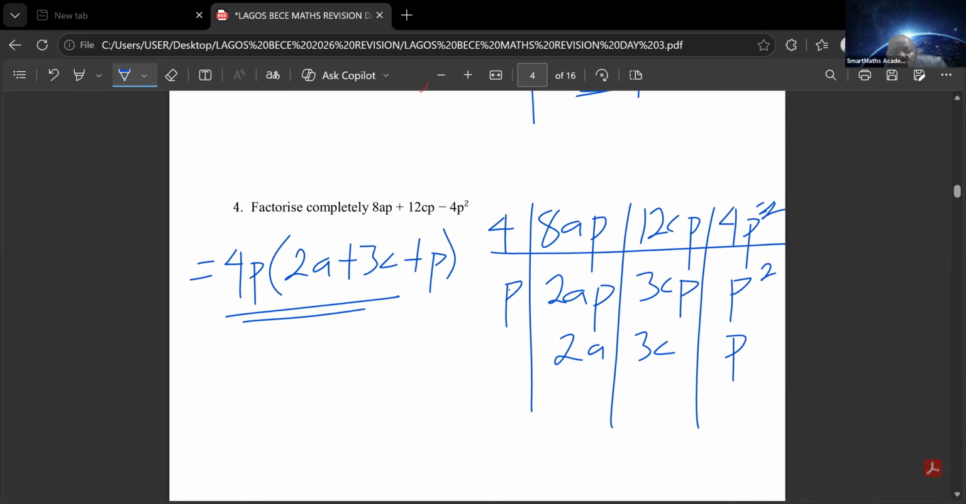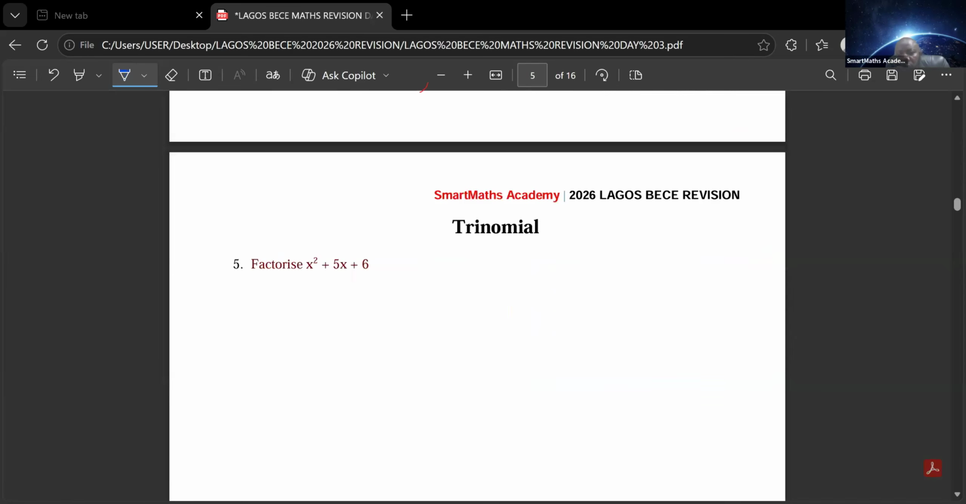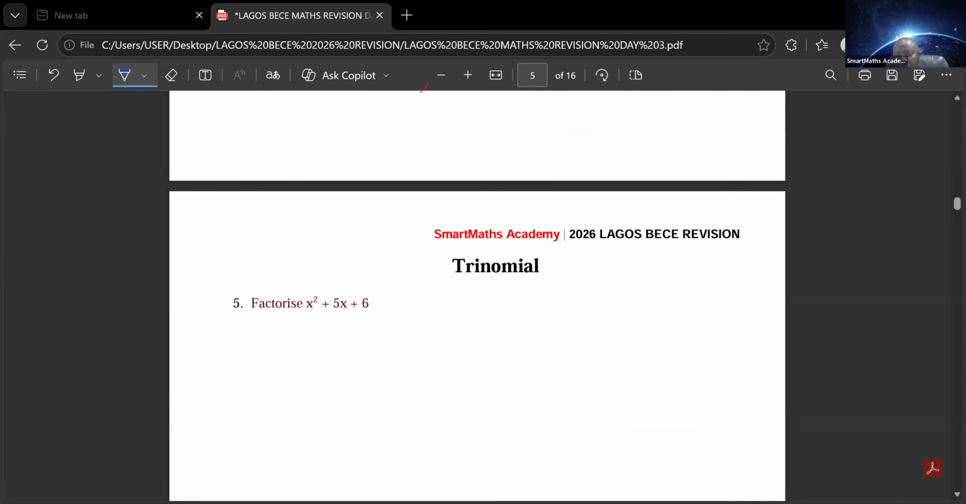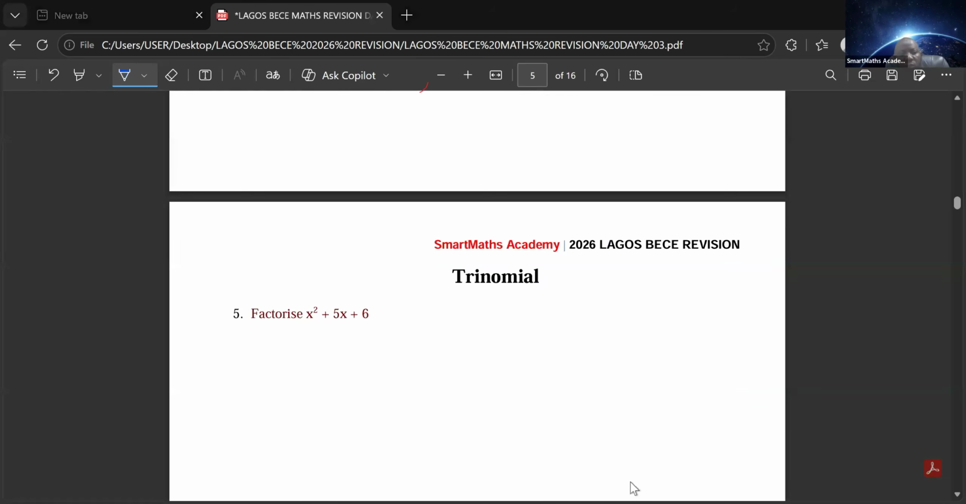We can move to the next stage of our work here, which is trinomial. Before we go, I hope you've responded. Can I move to the next one? Redmi said no. Okay.